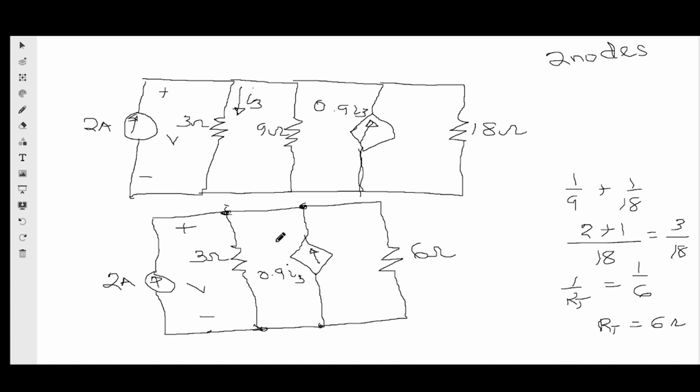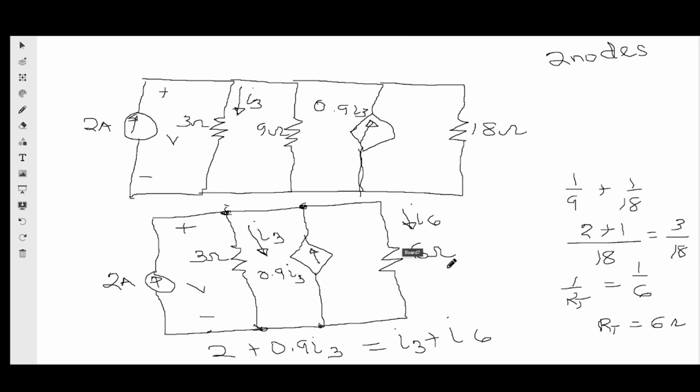At the upper node we can apply KCL. So applying KCL at the top node, what do we have? We have 2 going inside, am I right? Then 0.9 I3 is also going inside. Then the current here is I3, and let's say the current here is I6, so it will be equal to I3 plus I6. And of course you remember that I6 can be gotten using Ohm's law.